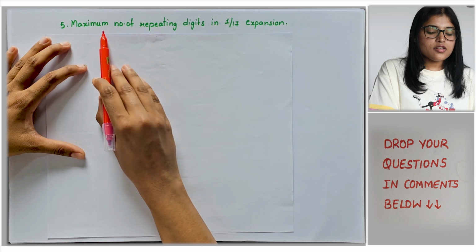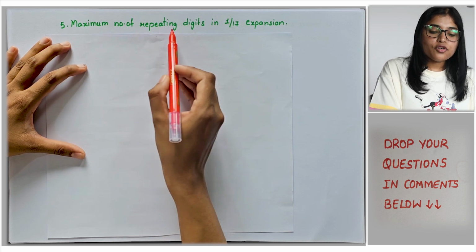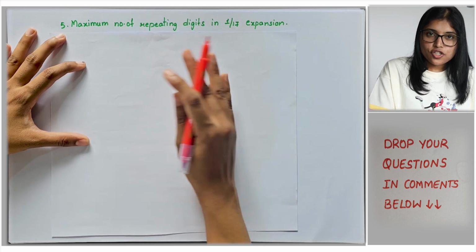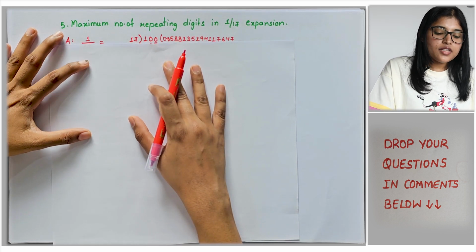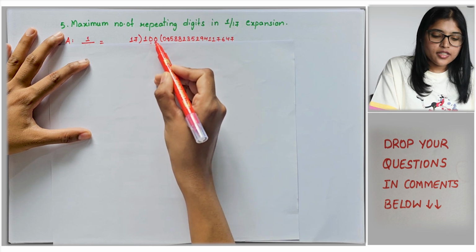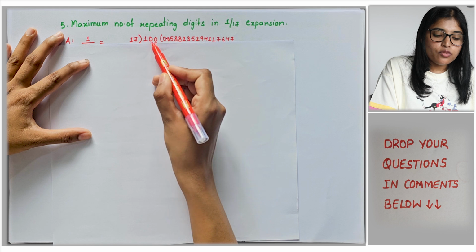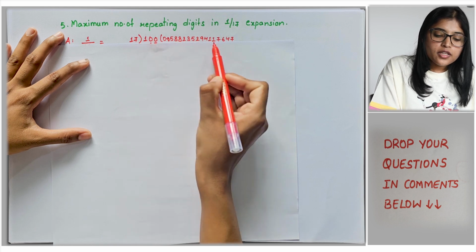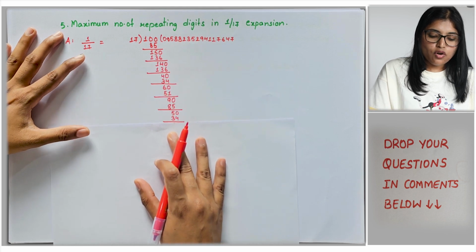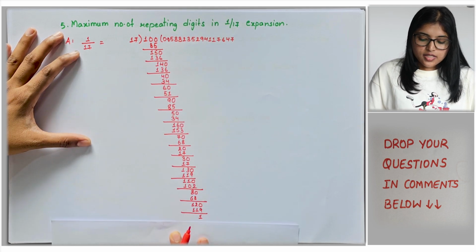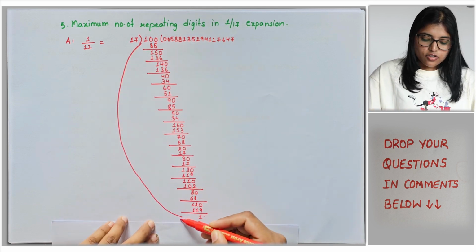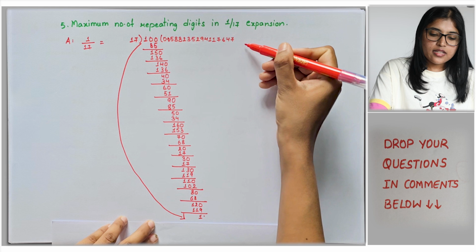Fifth question asks us to find the maximum number of repeating digits in the 1 by 17 expansion. Let us start with the long division of 1 by 17. So starting with 17 and 1, I took a decimal and added another 0 in order to get 100, because 17 is greater than both 1 and 10. Now performing the long division has given me all these numbers, so you can see the process of long division over here. Now you can see how I come back to 1, that is where I started. So after all these digits.